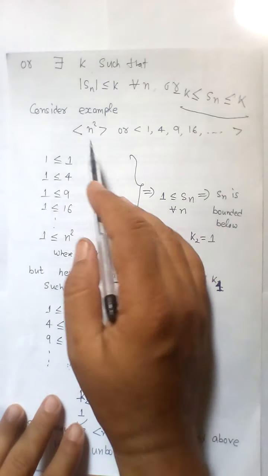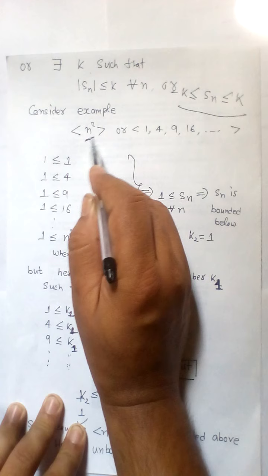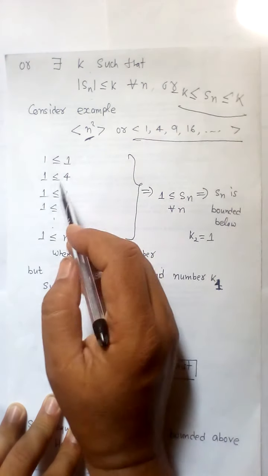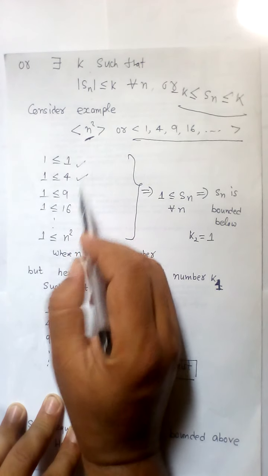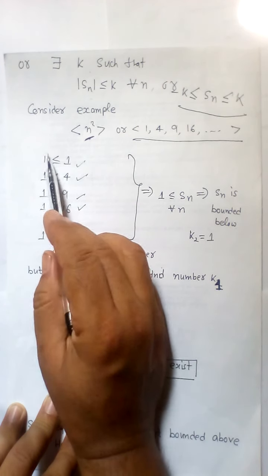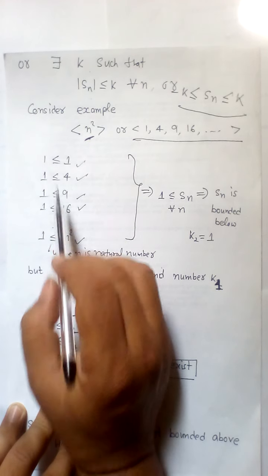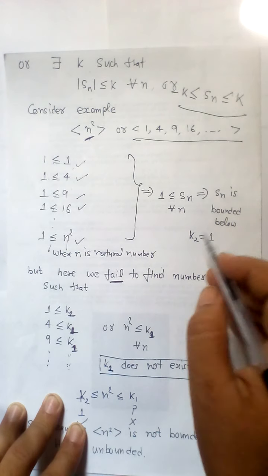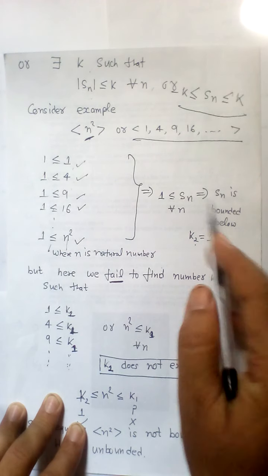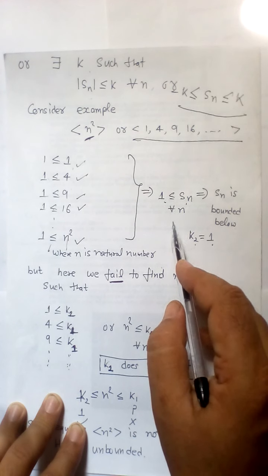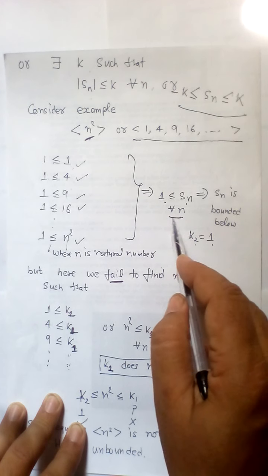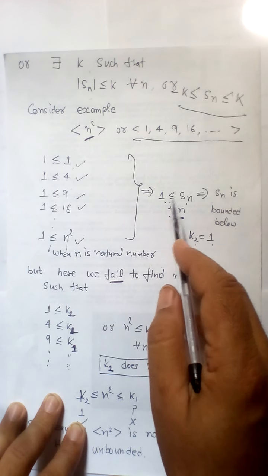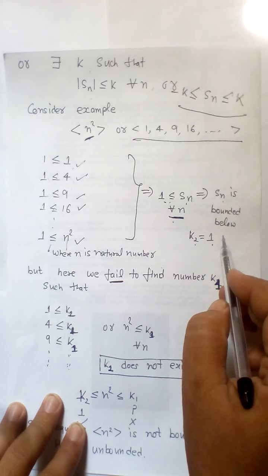Consider the example n square. This is a sequence having general term n square, and you can write it in expanded form like this. See, every term of the sequence is greater than or equal to 1. So here the value of k2 is 1. This means I can write that Sn is greater than or equal to 1 for all n. For all n means every member of the sequence is greater than or equal to 1. So I can say that this sequence is bounded below.